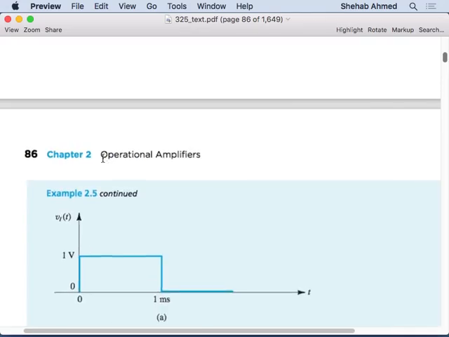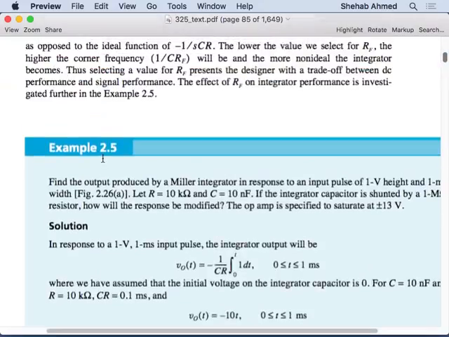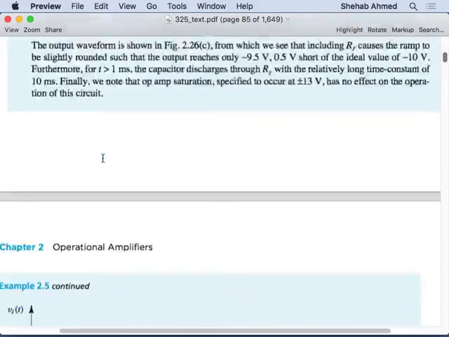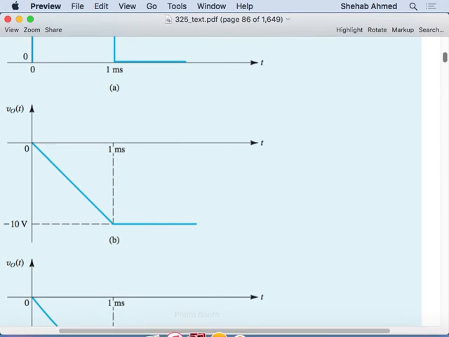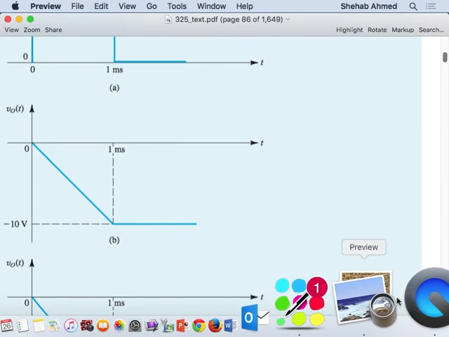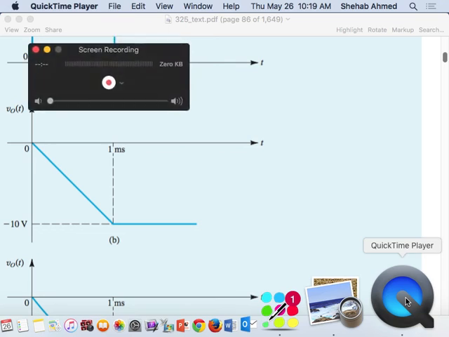I think this is a nice example. I will do this example on the integrator next time, and then we'll move on to the differentiator.